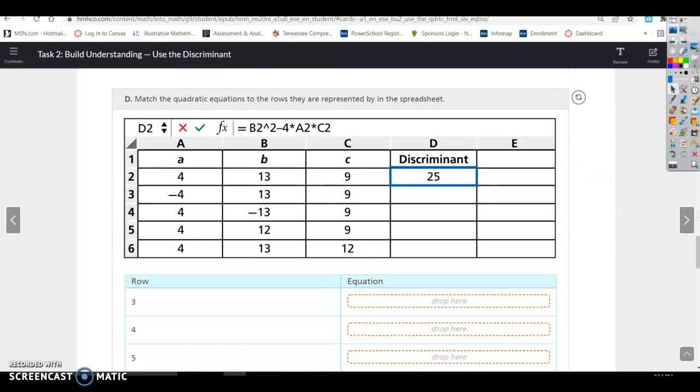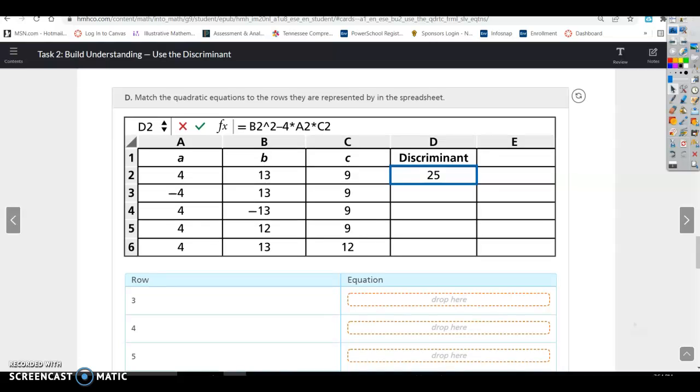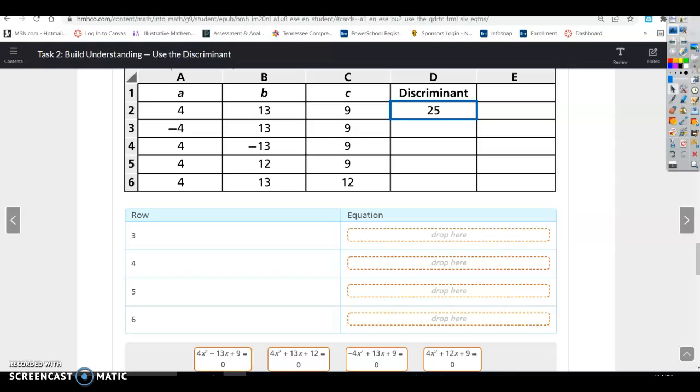All right, match the quadratic equations to the rows they represent in the spreadsheet. The first one is already done for us. So let's look at row 3. Row 3 says negative 4, 13, and 9. So this is our A, our B, and our C. So that comes from the equation with a negative 4, positive 13, and positive 9. So that's going to be this equation here.